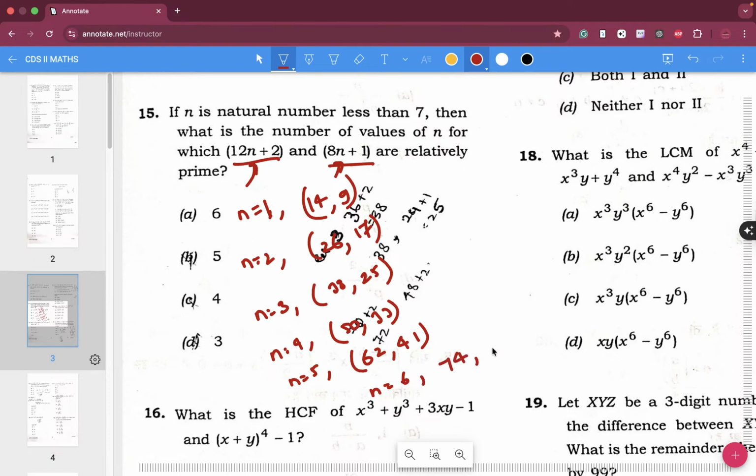74 and 49. Are these numbers co-prime? 14 and 9, are they co-prime? Yes, they are co-prime. Are these two numbers co-prime?